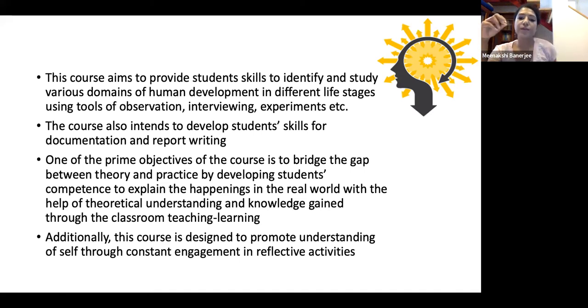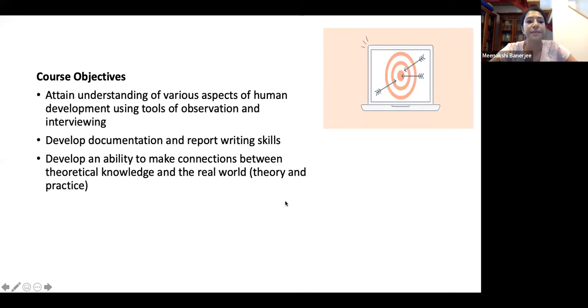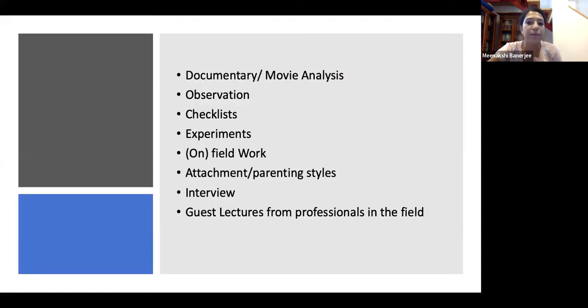One of the main objectives of the course is to bridge the gap between theory and practice by developing students' competence to be able to explain what's happening in the real world with the help of theoretical knowledge that you have gained through the classrooms. Also, this course is designed to promote understanding of self, and there'll be a lot of focus which will constantly keep coming back to the self, and your reflective activities will be aimed around that. Right? The objective is to attain an understanding of various aspects of human development using these tools, develop documentation and reporting skills, develop ability to make connections between theoretical knowledge and the real world. So like I said, these are some of the tools that we will be using.